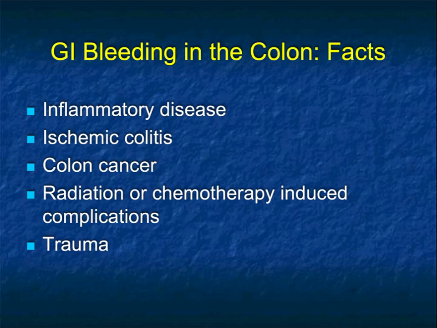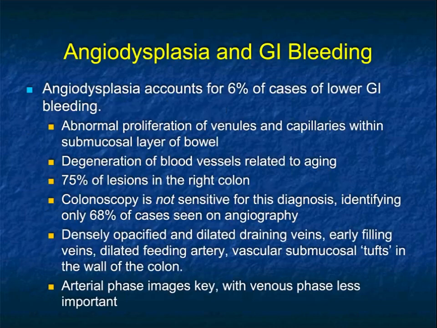Now, when you go to the colon, we talk about different causes of GI bleeding, from inflammatory to ischemic to cancer to complications of therapy, including radiation and chemotherapy, as well as trauma. Now, we spoke a few moments ago about angiodysplasia of the small bowel. Angiodysplasia accounts for 6% of lower GI bleeding. It's an abnormal proliferation of venules and capillaries within the submucosal layer of bowel.